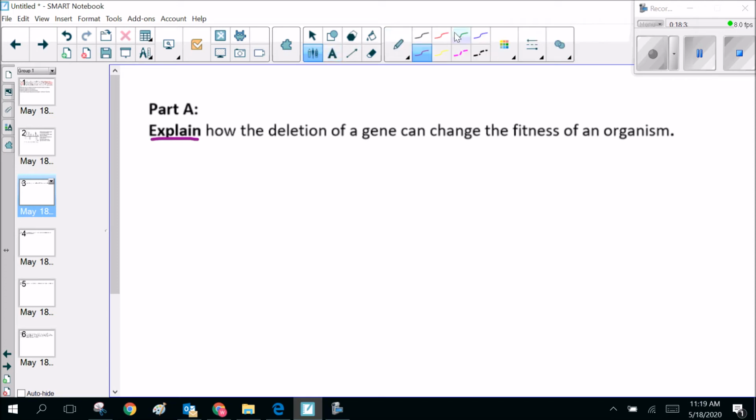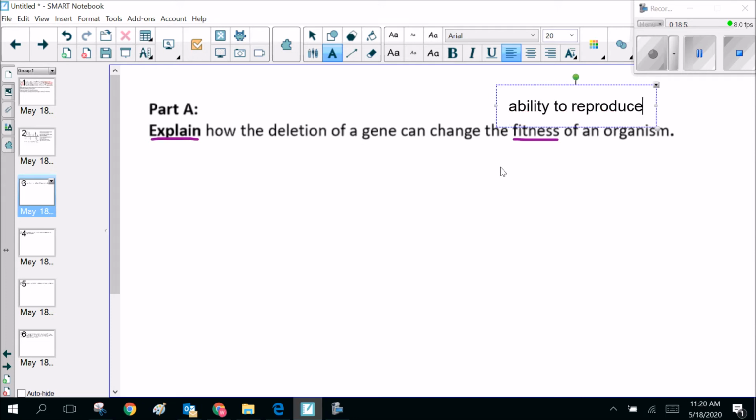Now I am going to also underline the term fitness because that is a biological term that we've learned throughout the year, and I want to make sure that I include that context in my answer. So how does the deletion of a gene change the fitness of an organism? Now, I know that fitness in biology also basically means the ability to reproduce, okay, based off of Darwinian evolution. So if we're looking at this, explain how the deletion of a gene can change the ability of an organism to reproduce. Well, a lot of being able to reproduce is being able to survive to reproduce.